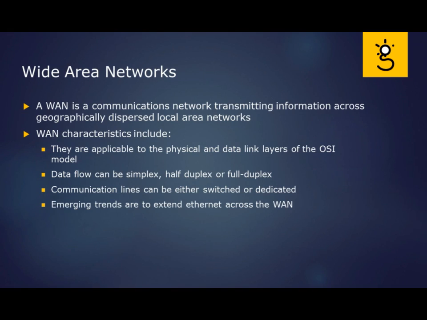Now, a wide area network is a communications network that transmits information across a geographically dispersed set of local area networks. That's what I've said before. Your characteristics is that they still work at the physical and data link layer of the OSI model. They still follow that paradigm. But for the most part, they work at layer 1 and 2 and layer 3. The data flow can be simplex, half duplex, or full duplex.